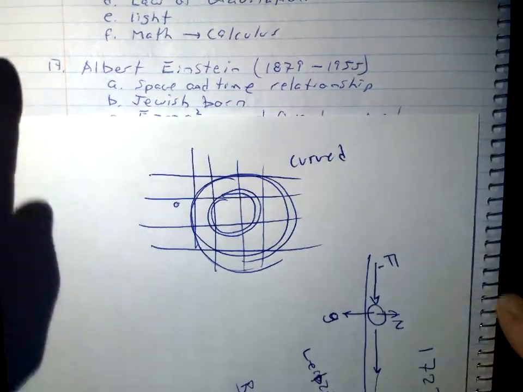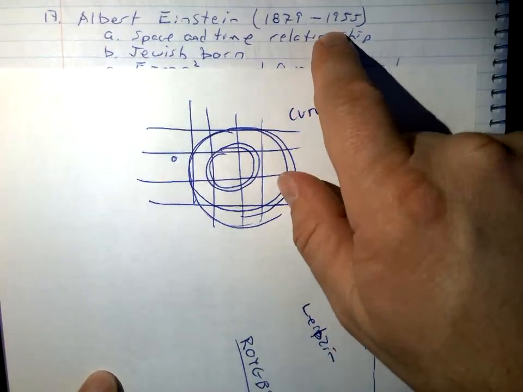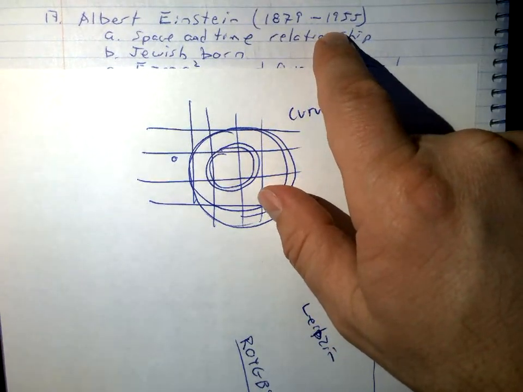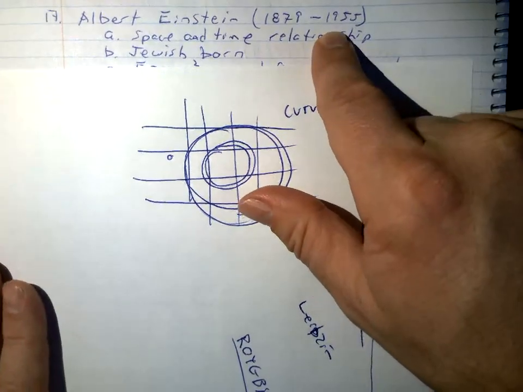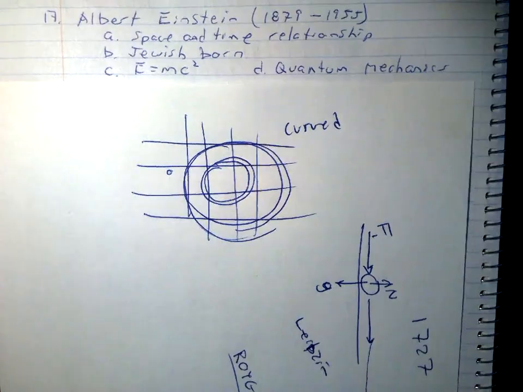And he was actually born Jewish. This was back when we are getting to another important conflict in the world. We'll talk about that in a little bit. He came up with this equation that we see pretty much on TV shows, energy equals mass times the speed of light squared.